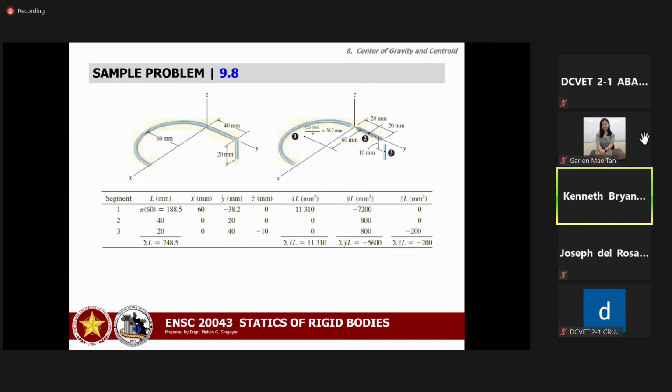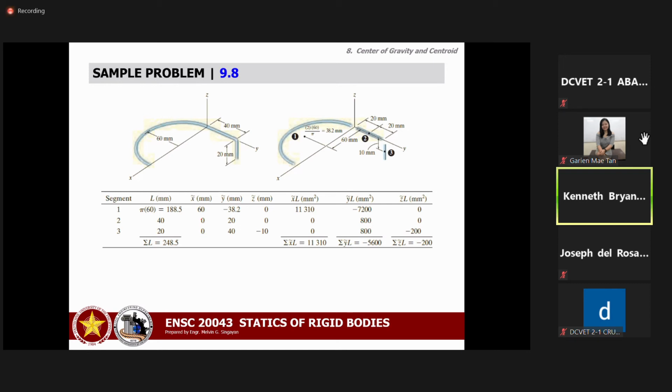For segment 2, we know the centroid is at the middle. So what is the distance of this centroid parallel to the x-axis? Since it is located on the y-axis, the distance is 0. So that's why we have 0 here. While for this one, the centroid is here, but the distance parallel to the x-axis is also 0. So we have the value.